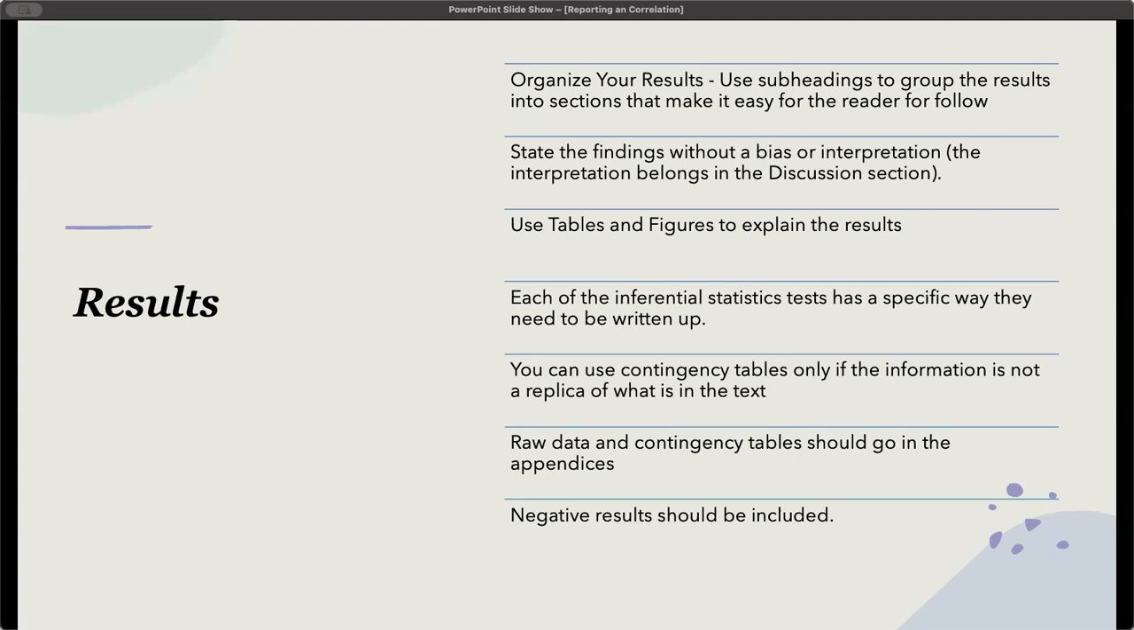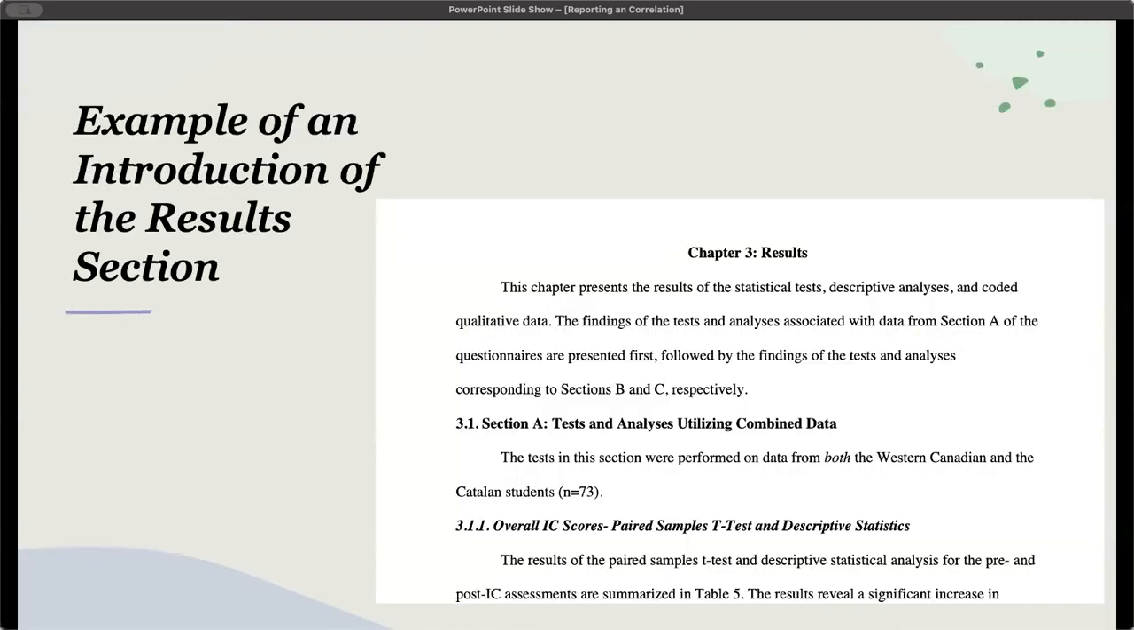You can use contingency tables only if the information is not a replica of what is in the text. Raw data and contingency tables should go into the appendices. Also keep in mind negative results should be included. If you do not get the results that you expected, this would still need to be reported. Then in the discussion section, you would give a plausible explanation as to why that may have happened.